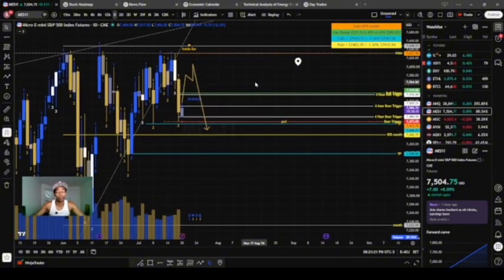Always remember to mark your levels: the daily levels, 12-hour levels, 4-hour levels, and the 6-hour levels. Wait on confirmation, put in a stop loss, and accept the outcome. Master those things, and it will turn you into a profitable trader.